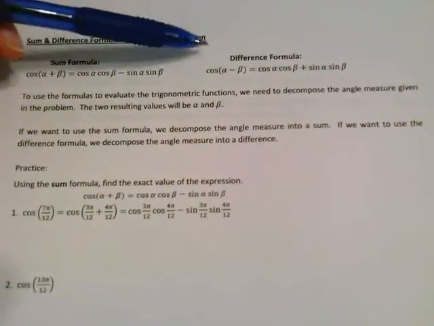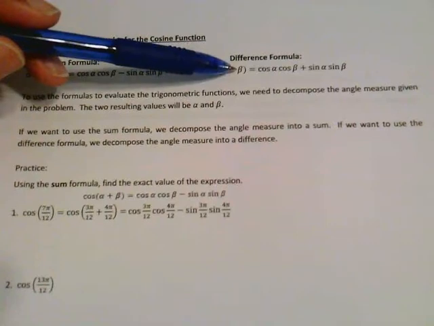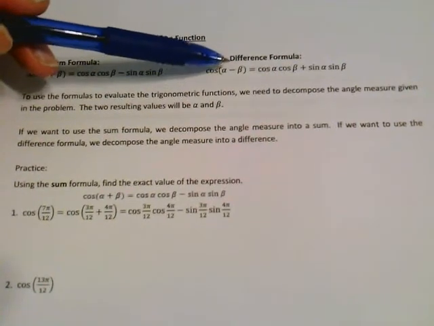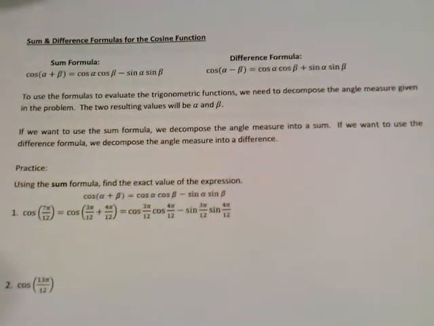Likewise, if we have a difference of angle measures, like say it was 45 degrees minus 30 degrees, we can plug in 45 for alpha, we can plug in 30 degrees for beta into our formula and then evaluate it based on those angle measures.